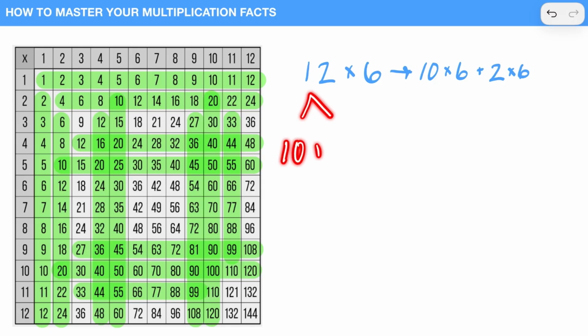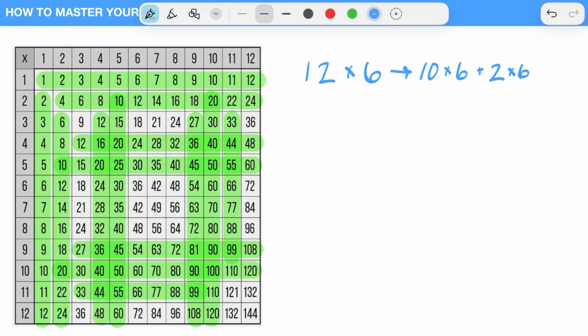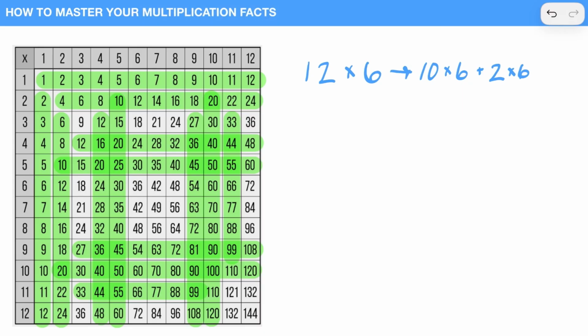12 is actually 10 plus 2, right? And so we can think about this as breaking it down into the things that we're already familiar with. 10 times 6 is 60. You just add a 0. 2 times 6, we just double. That's 12. If you add 60 and 12 together, you get 72. And sure enough, 12 times 6 is 72. So I'm going to go ahead and highlight our 12s column for us. Boom and boom. Great.